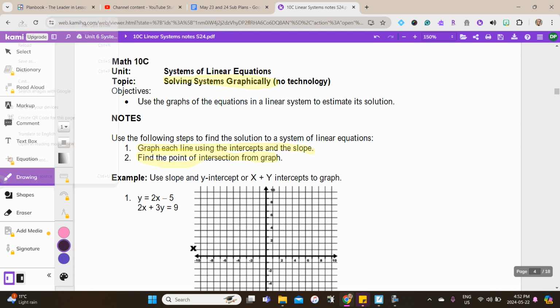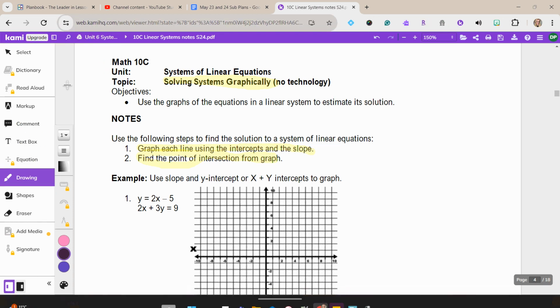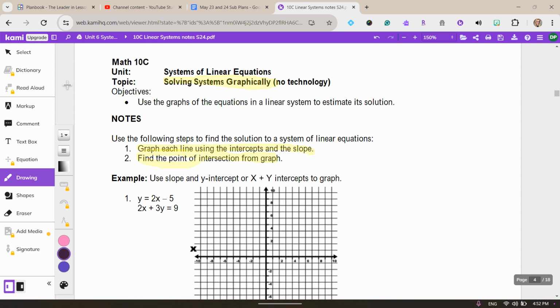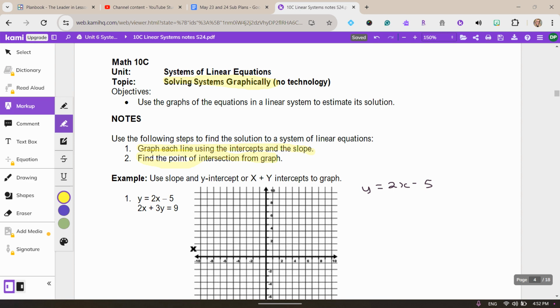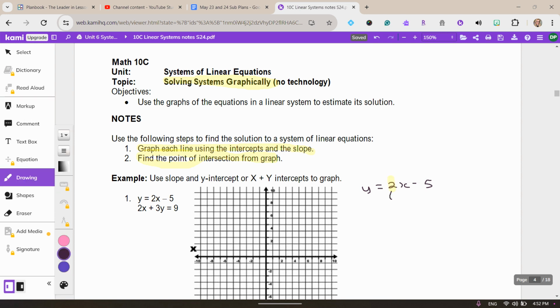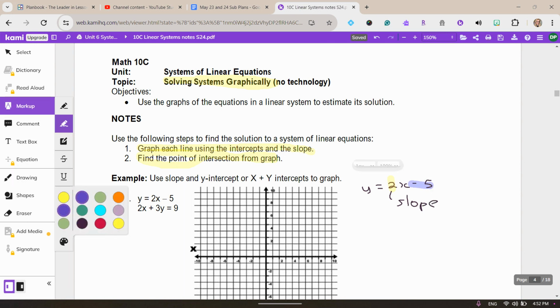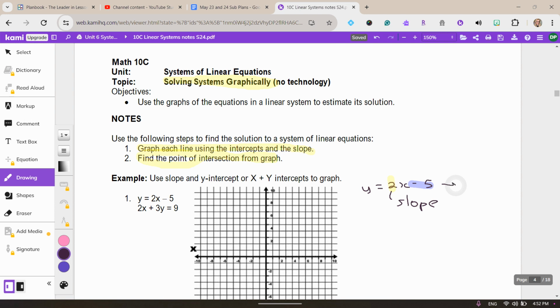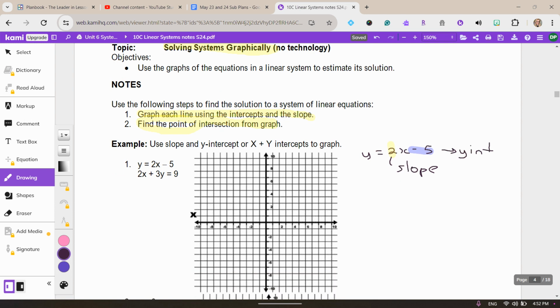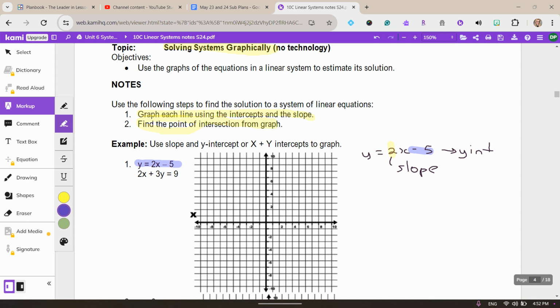So the first one I notice is in slope-intercept form. Now, when something is in slope-intercept form, y equals 2x minus 5, it helps us to graph it. And we did this a lot last year because the 2 represents the slope and the negative 5 represents the y-intercept. So as soon as you have a point on the line and the slope, you are able to graph the line. So I am going to do this one in blue.